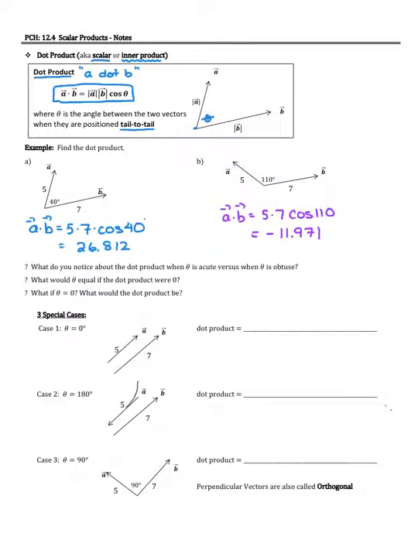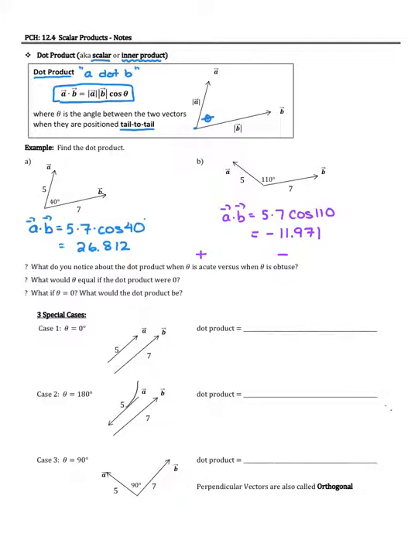When it is acute, you're going to get a positive dot product, and when theta is obtuse, you will get a negative dot product. Okay, this is helpful when you don't know necessarily about the angle, but you know the result of the dot product. It kind of tells you something about the angle between the 2 vectors.